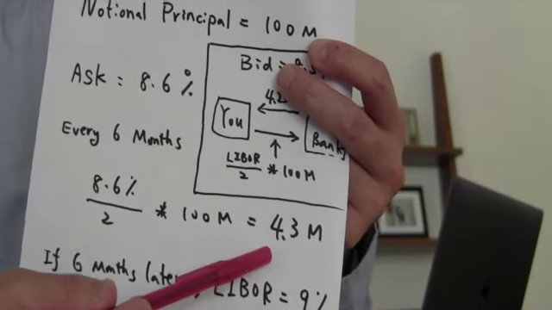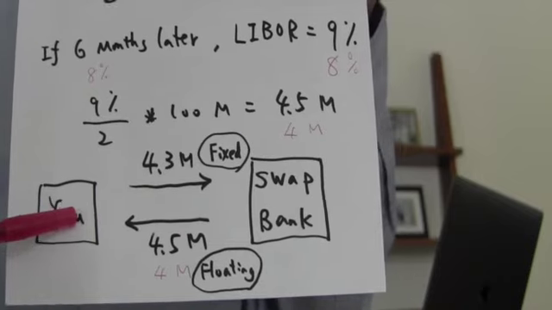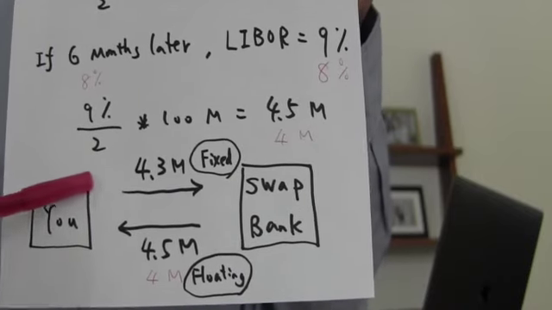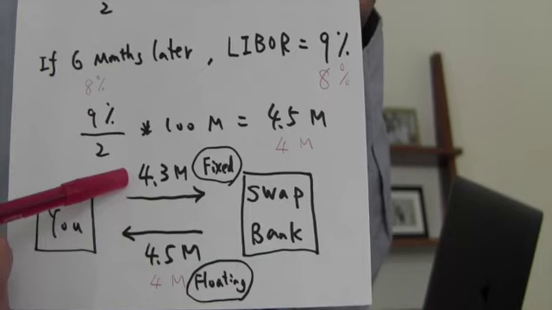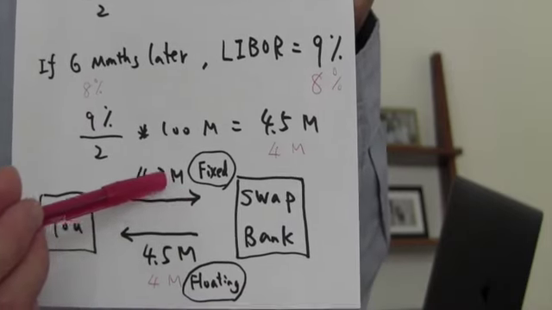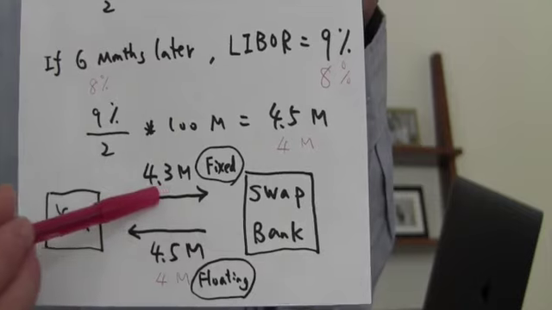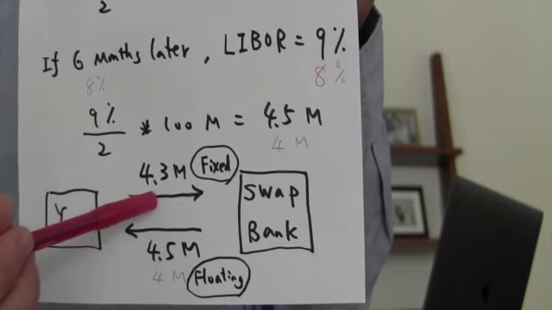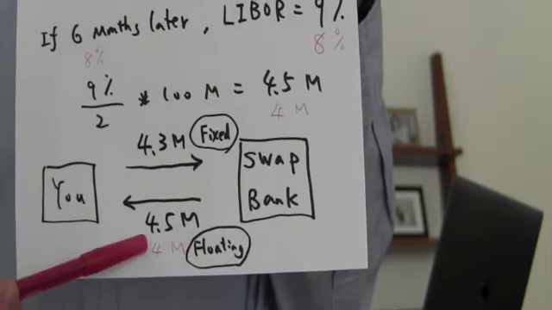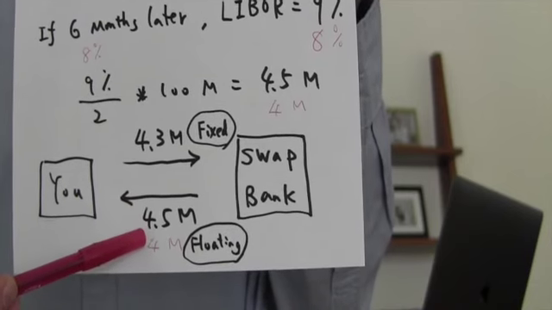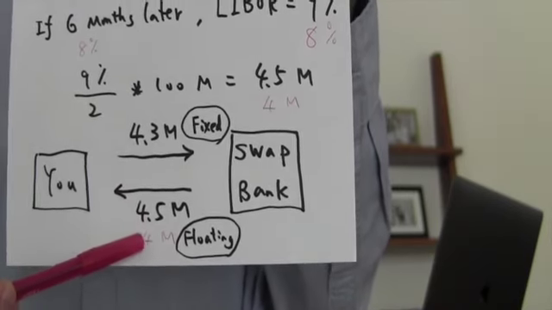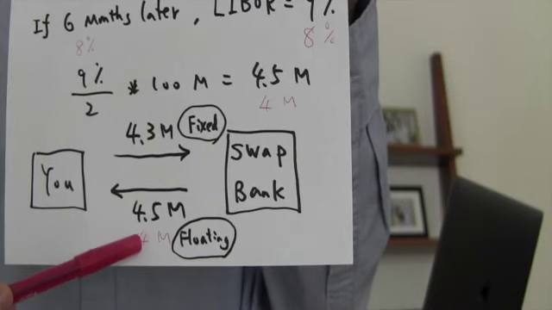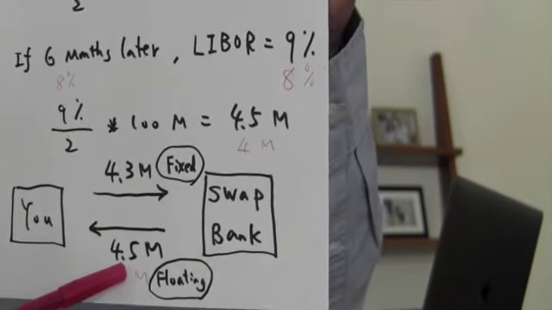Because this is based on the ask, let's look at the cash flow direction. This means that you, the user, will need to pay a fixed dollar amount of $4.3 million to the swap bank every 6 months. In return, you are going to receive the floating interest payment based on the 6-month LIBOR rate. Let's look at this computation.